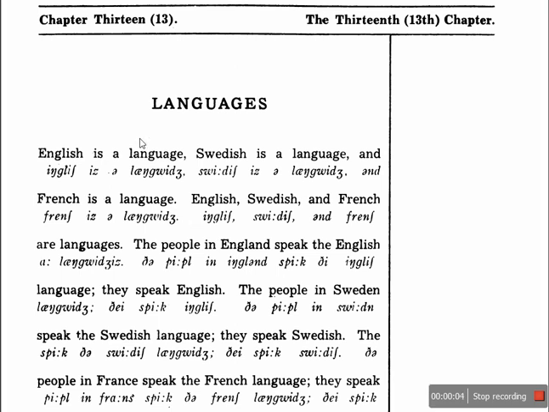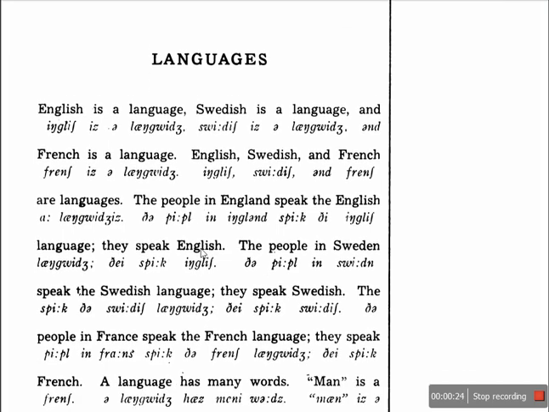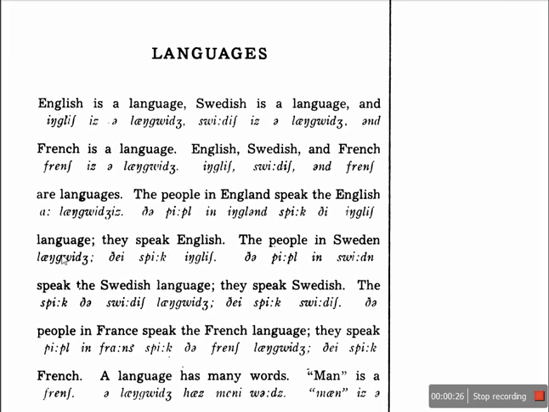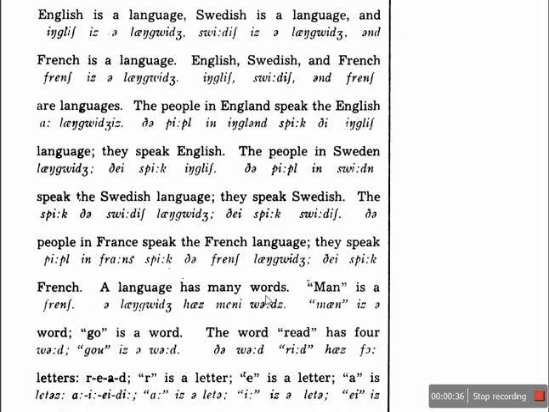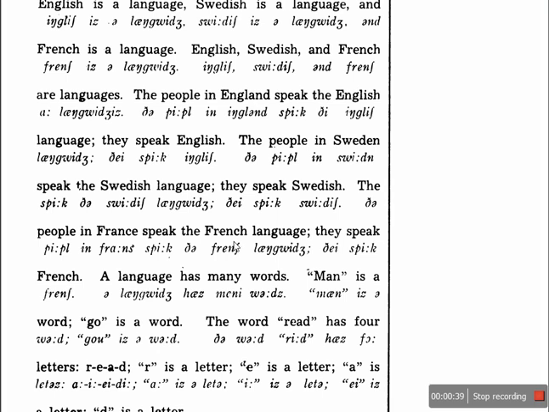English by the Nature Method, Chapter 13. Languages. English is a language, Swedish is a language, and French is a language. English, Swedish, and French are languages. The people in England speak the English language. They speak English. The people in Sweden speak the Swedish language. They speak Swedish.